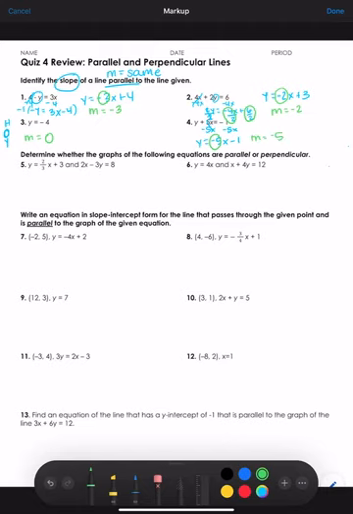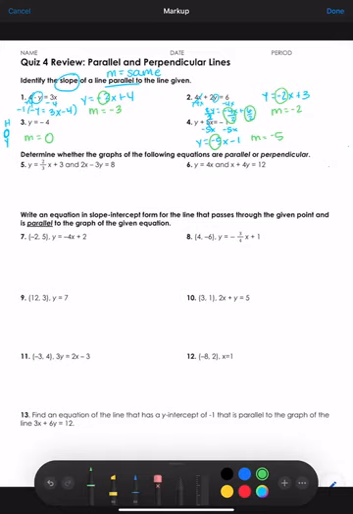So that's how you do those first ones. We are just finding the slope of the line, and so the slope of any parallel line will be exactly the same. So the next section says, determine whether the graphs of the following equations are parallel or perpendicular.